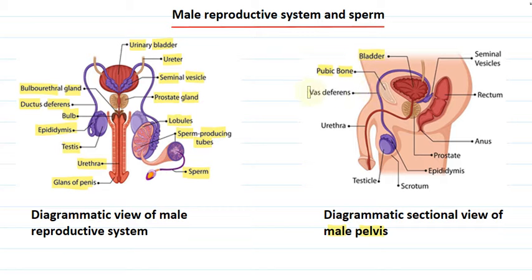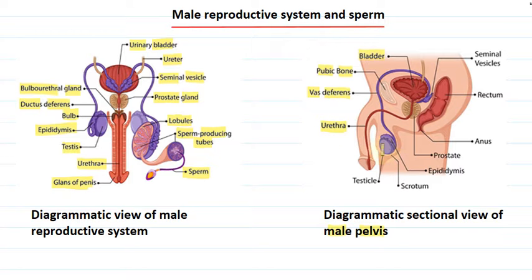Then here we can see the vas deferens, which is similar to the ductus deferens. The ductus deferens is also known as the vas deferens, right? As we already discussed, the vas deferens transports sperms from the epididymis to the urethra. Then this is the urethra again. The urethra is a duct that transmits urine from the bladder to the exterior of the body, right?